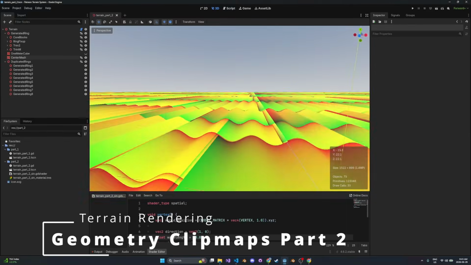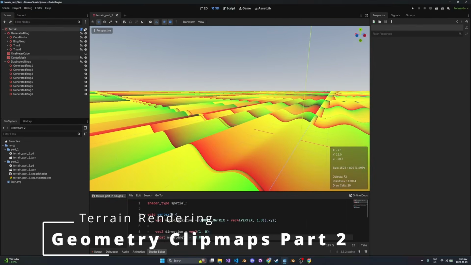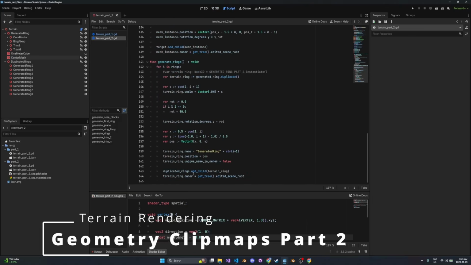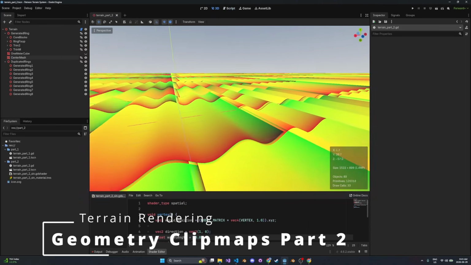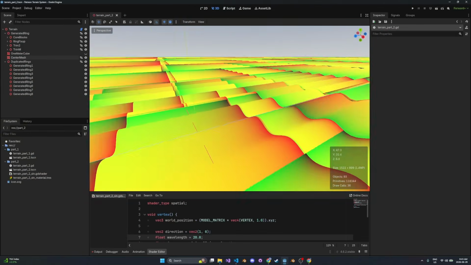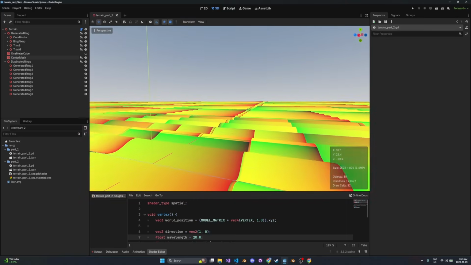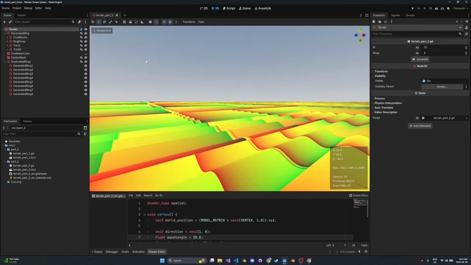So this is the second installment of the Geometry Clipmaps series. And in this one, in only about 160 lines of code, we've got basically the core of the mesh system for the Geometry Clipmaps here. And this is really well optimized, right? We've got about 20 to 30 draw calls, right around 100,000 primitives. This is the low spec version of this.